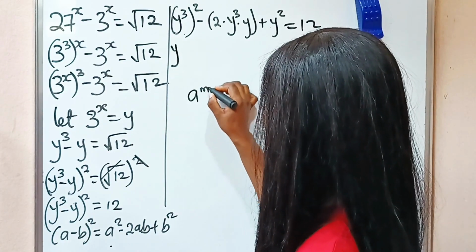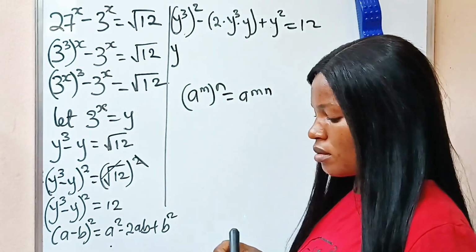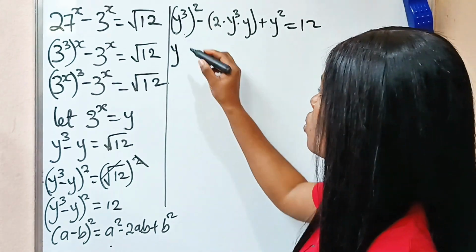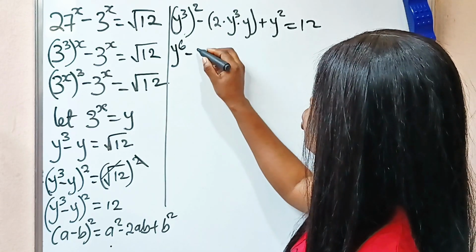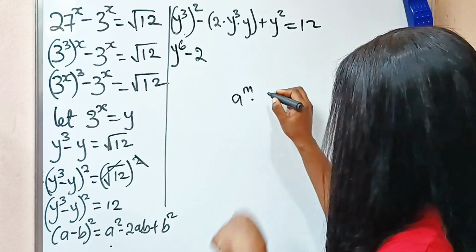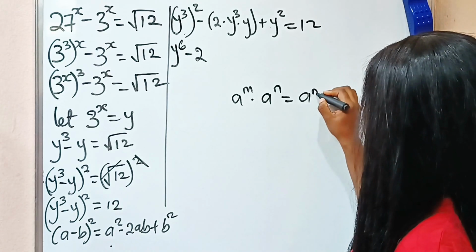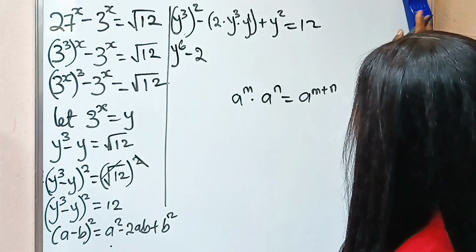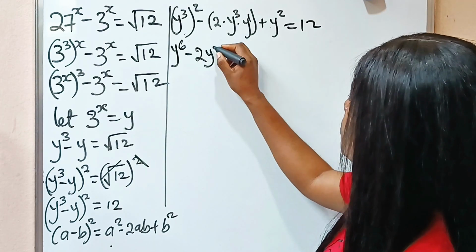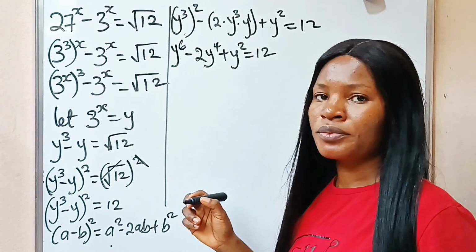All right, so we have y. When you have a to the power of m raised to the power of n, this is equal to a to the power of m times n. So that means that we can write this as y to the power of 3 times 2, which is 6, minus 2, then y and y. When you have a to the power of m multiplied by a to the power of n, this is equal to a to the power of m plus n. So this is y to the power of 1. Therefore, we are going to pick one base, which is y, and we add the powers 3 plus 1 to give us 4, plus y squared is equal to 12.